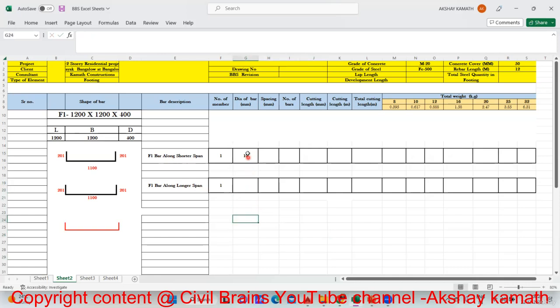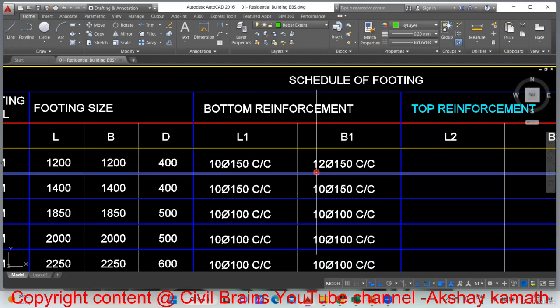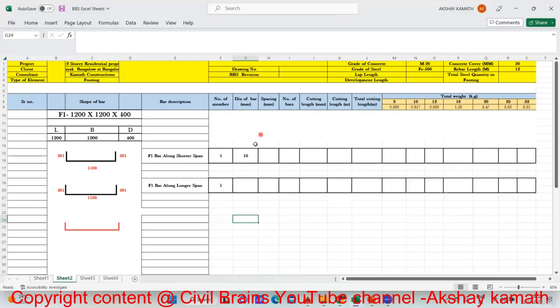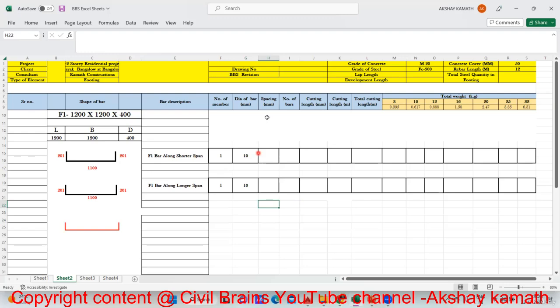That is why, always don't try to interlink the diameter. Unless it is the same, then you can interlink, not an issue. But try to follow this procedure of not interlinking it. So anyhow, both are 10 and 10. I'll make it 10, and this also I will make 10. Yeah, great. So after that, next is spacing.